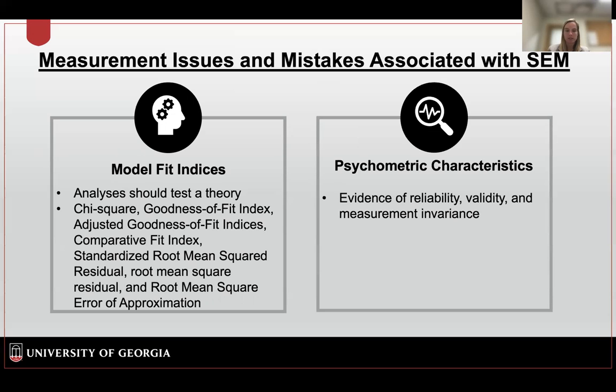Psychometric characteristics. SEM requires strong psychometric characteristics, including evidence of reliability, validity, and measurement invariance. Often, measurement invariance is overlooked in SEM models, making it impossible to know if the latent variables represent their associated hypothetical constructs. Bias will result if the psychometric characteristics of a latent variable are not strong. Regardless, while latent variables represent constructs, they are still approximations and should be noted as such.